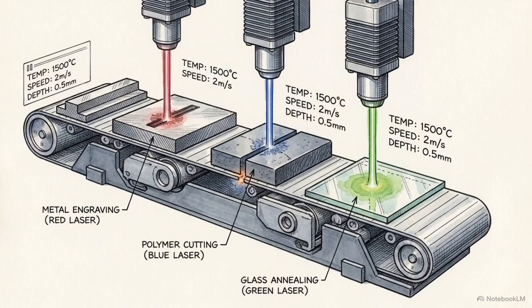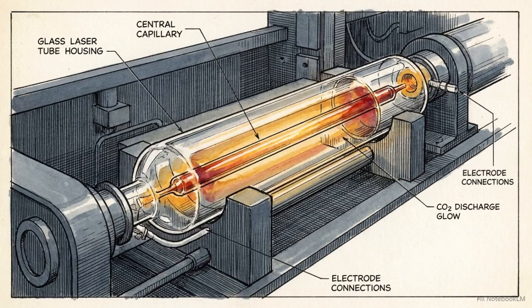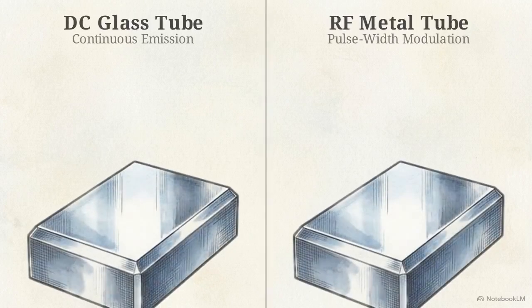In modern manufacturing, the specific atomic vibration of the material dictates the precise wavelength required to process it. Organic materials, wood, leather, and most polymers, exhibit peak absorption at the 10.6 micrometer wavelength. This is the mid-infrared range produced by carbon dioxide lasers. We can deliver this energy two ways.